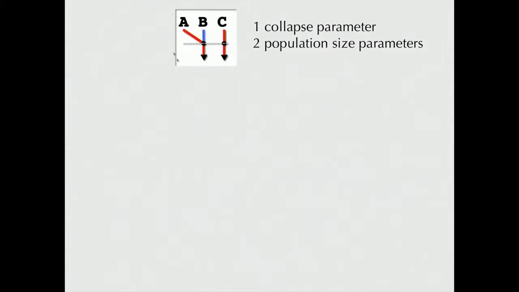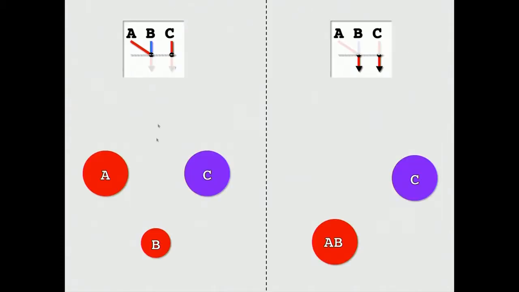And so if I say use this model, I have one collapse parameter this time, and two population size parameters, this one and this one. I can now start thinking about what that model means. For this first interval, it means they have three populations, A, B, and C. A and C have the same population size, B is a different population size. Then I have a coalescence of populations, and then I have population A, B, and then C. Okay, so that's how you structure that model.